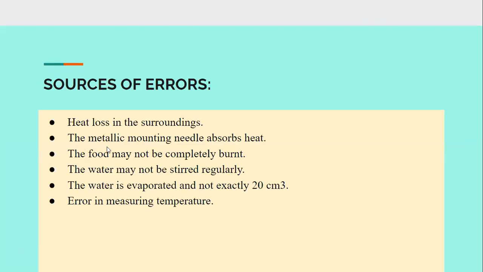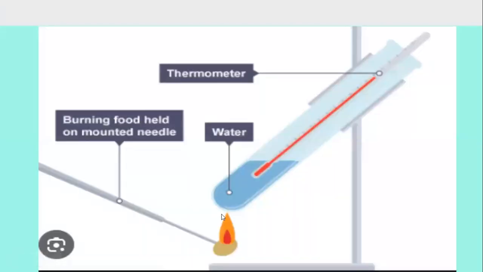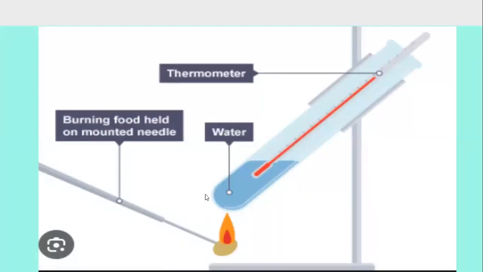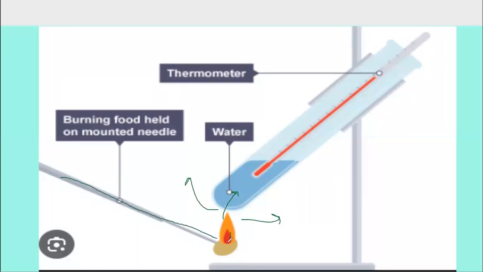Heat loss in the surrounding. There is a great loss of the heat in the surrounding. So you can see 100% of heat is not going in the water, but the heat is lost in the surrounding as well. This mounting needle is made up of metal, so metals are good conductors. So this metallic needle also absorbs the heat.